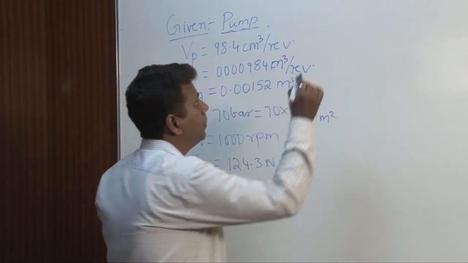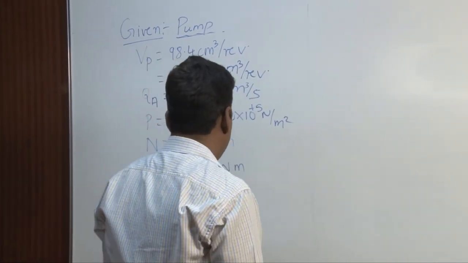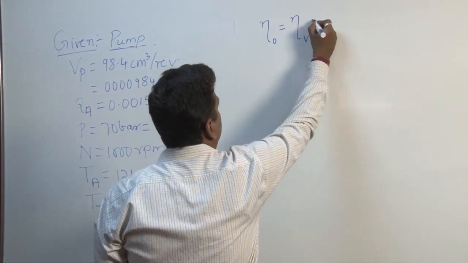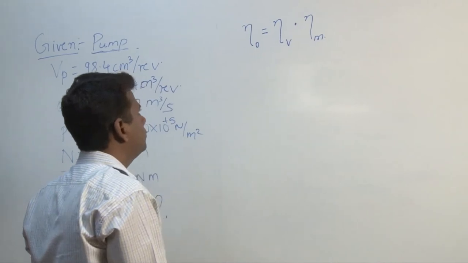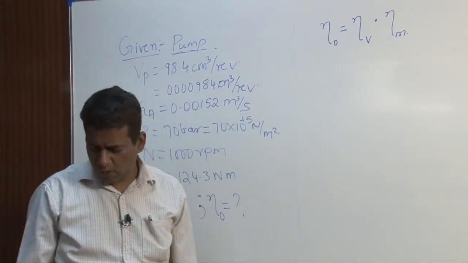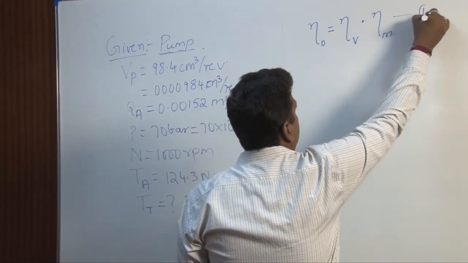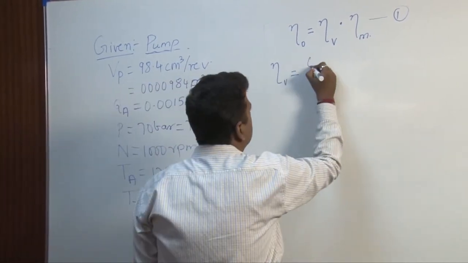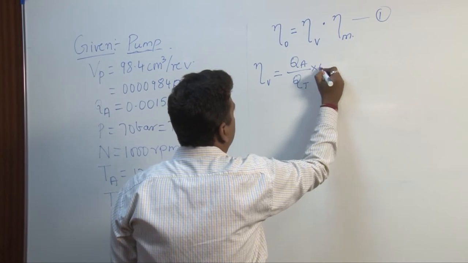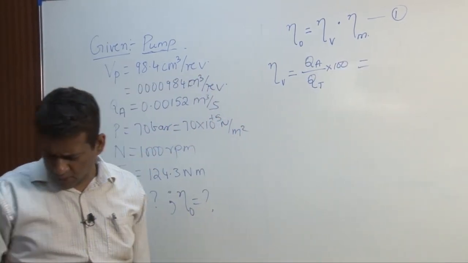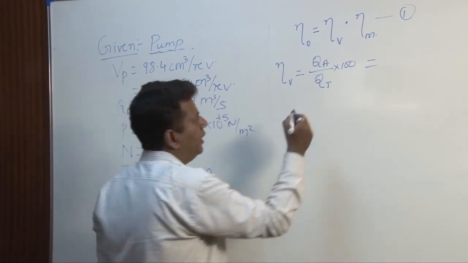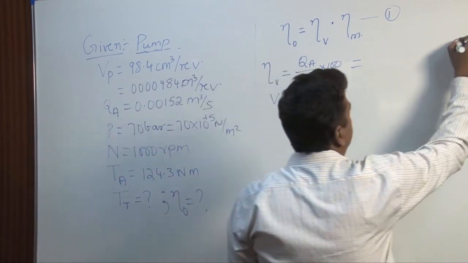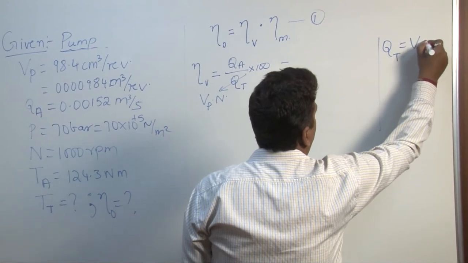We will solve this one by one. To find the overall efficiency, we need to know the volumetric efficiency and the mechanical efficiency. I will call this equation 1. Volumetric efficiency is given by Q actual by Q theoretical, into 100. Substitute the values here. Q theoretical again is given by Vp into N.